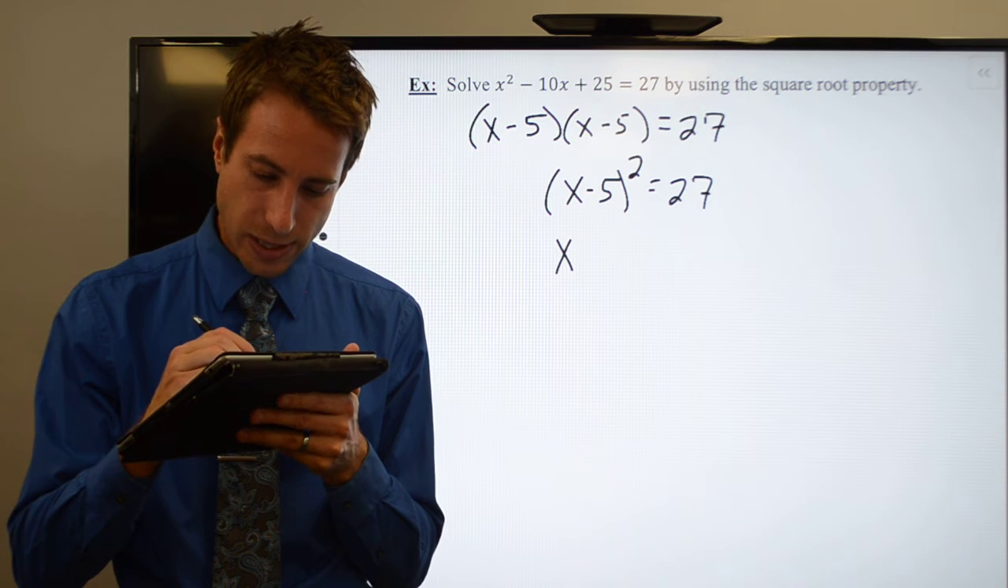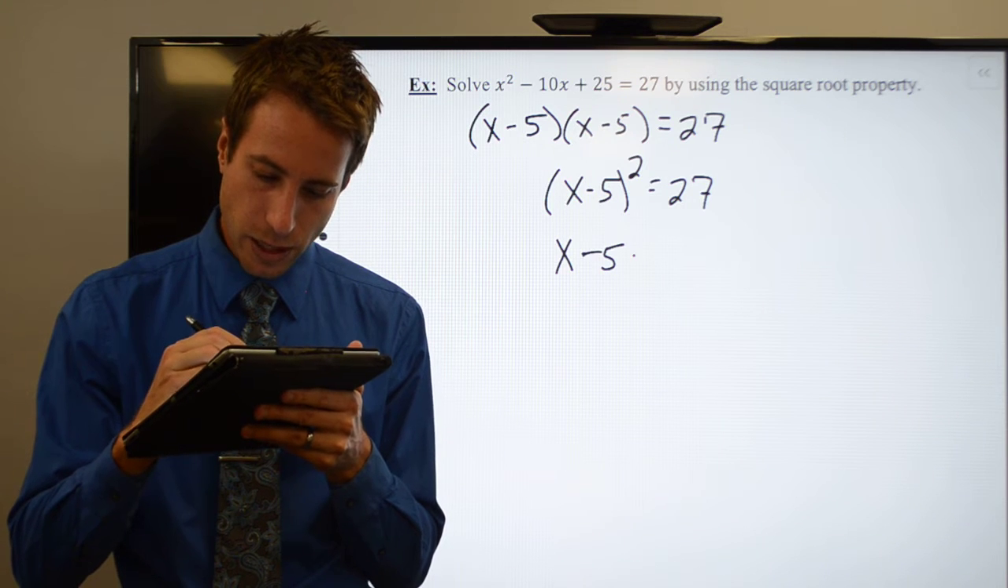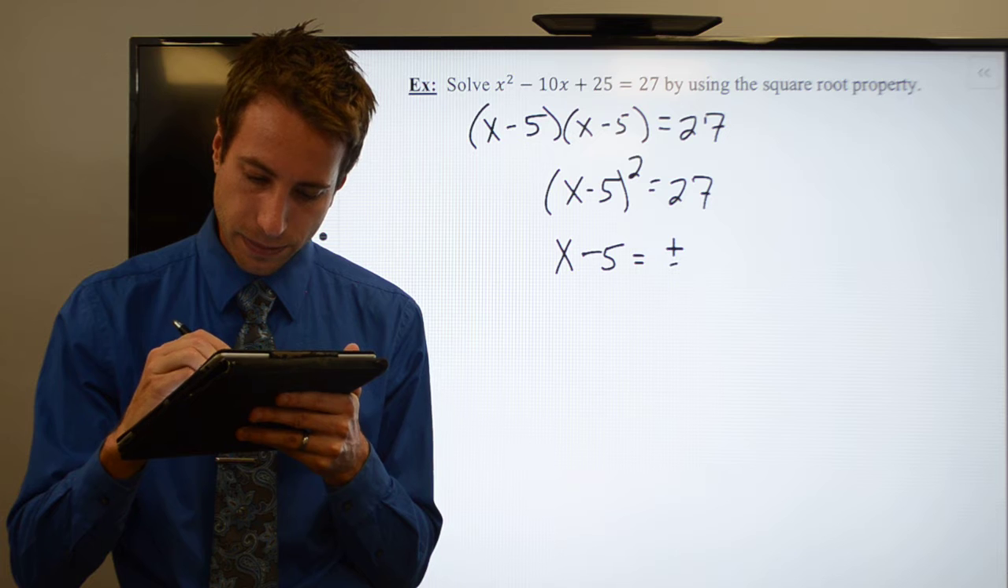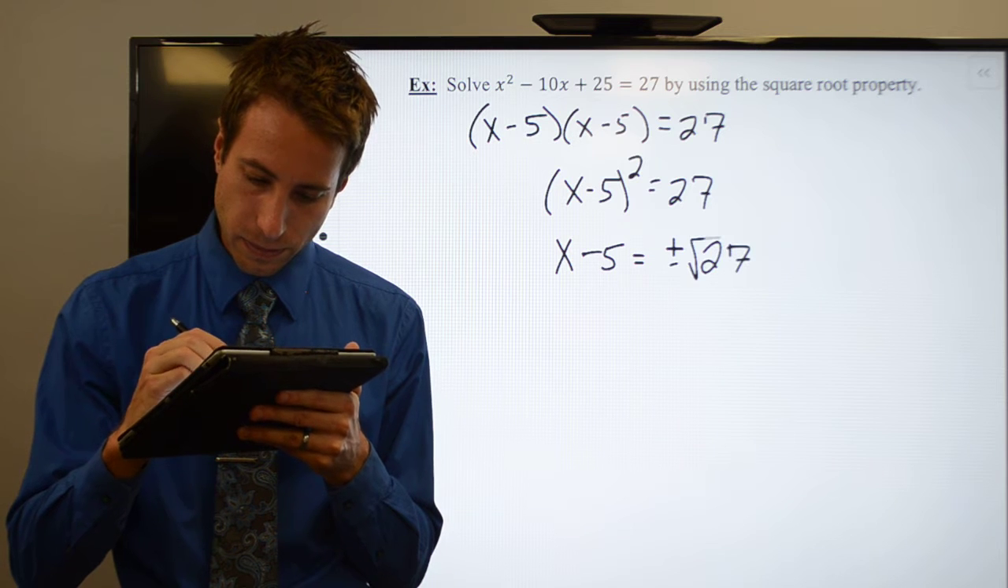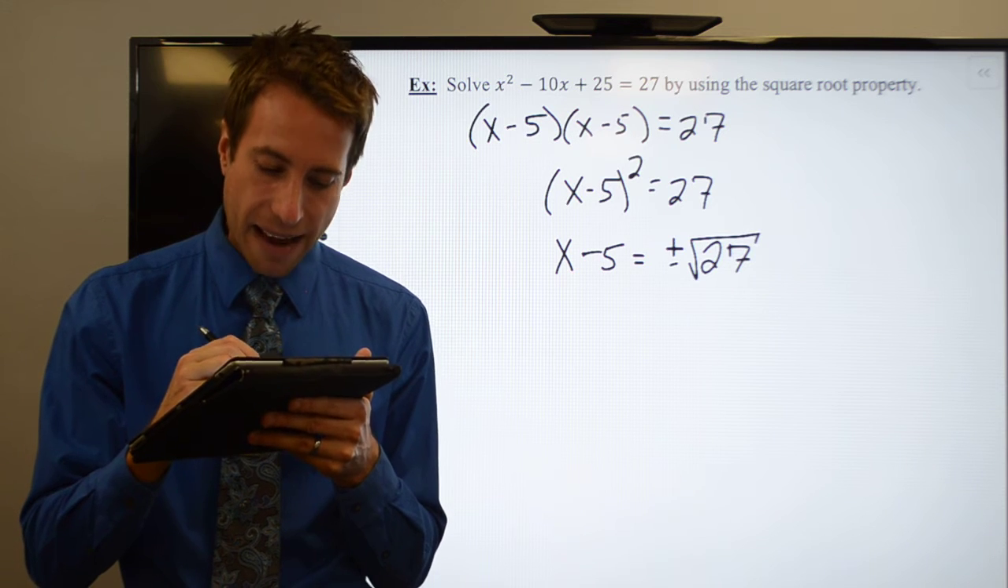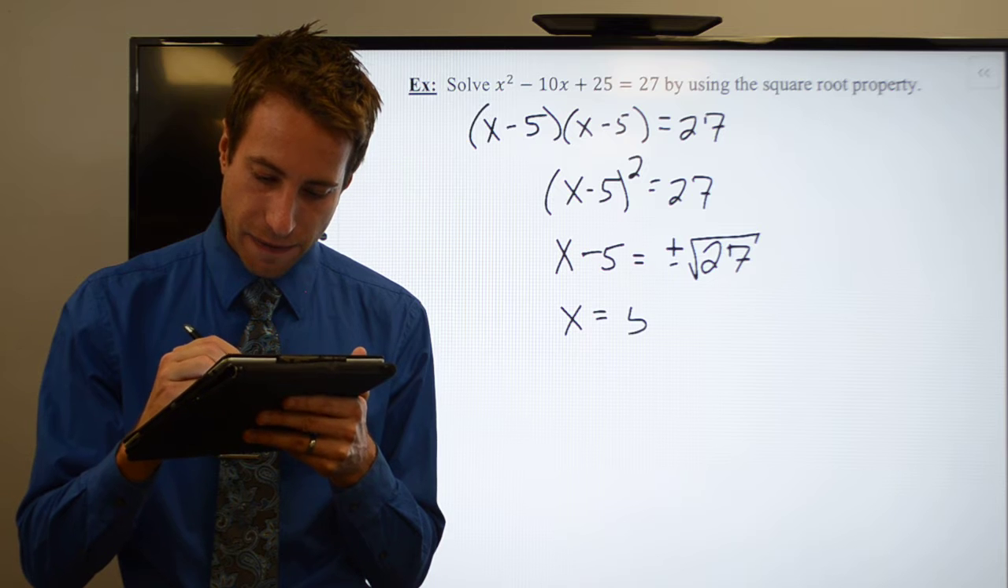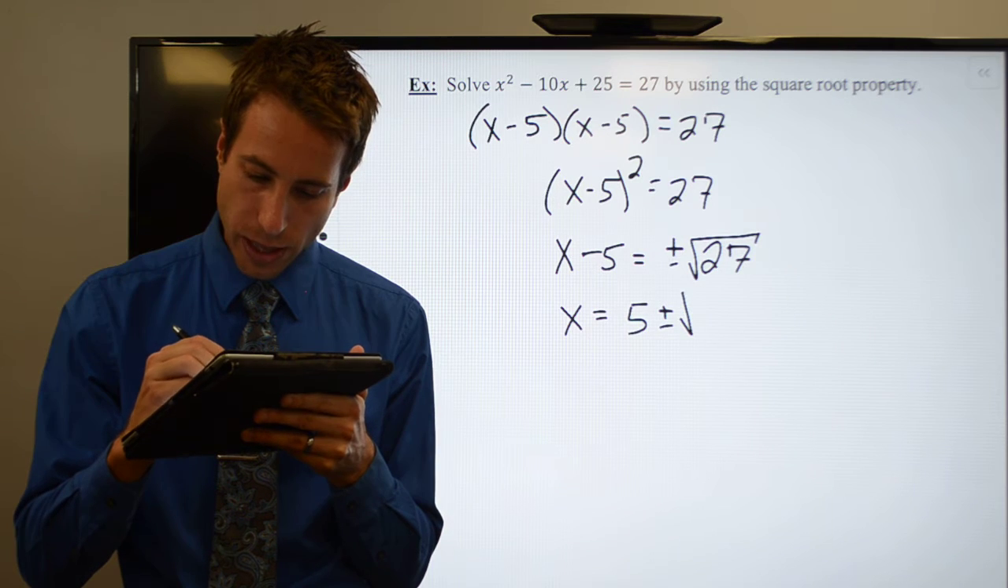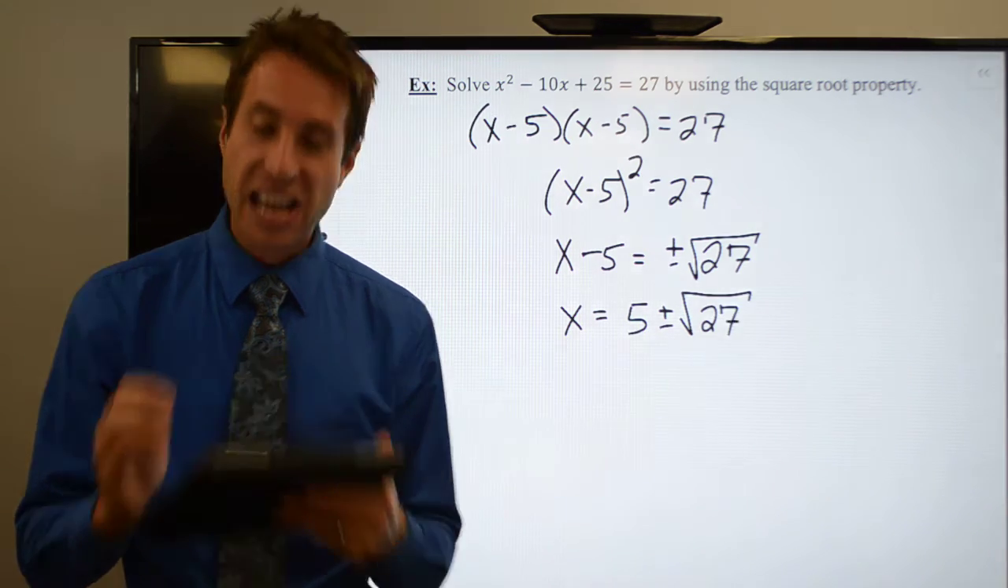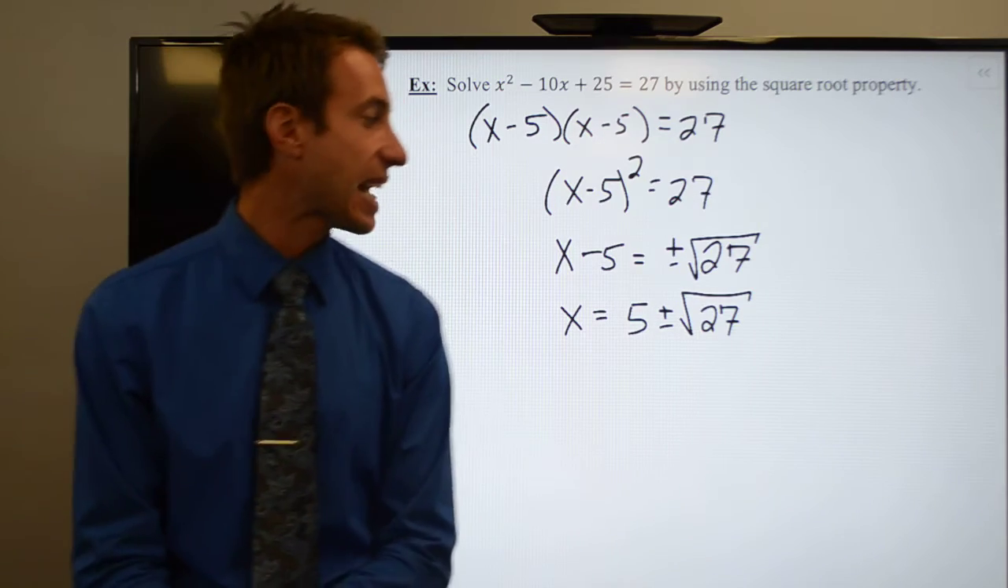Take the square root of both sides. Don't forget to do plus or minus. And then I add 5 to the other side. 5 plus or minus the square root of 27. Now, here's what I am going to ask you to do.